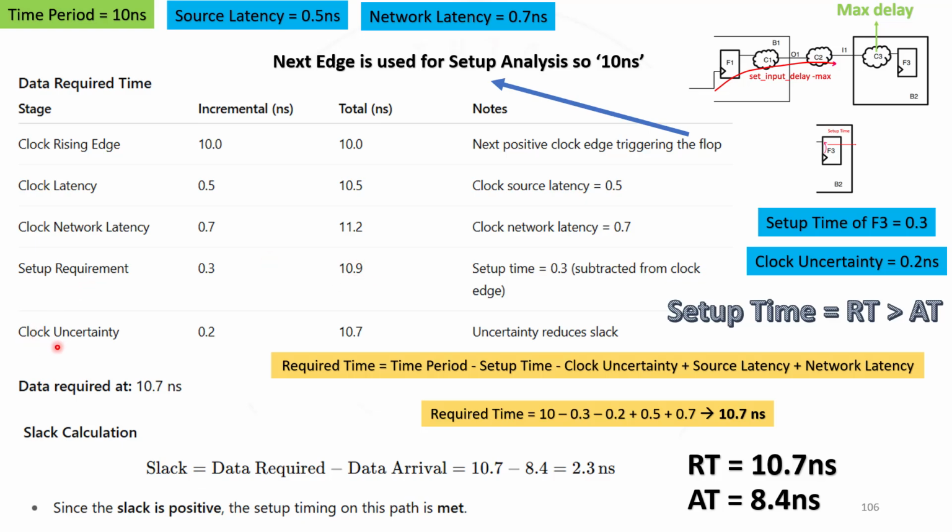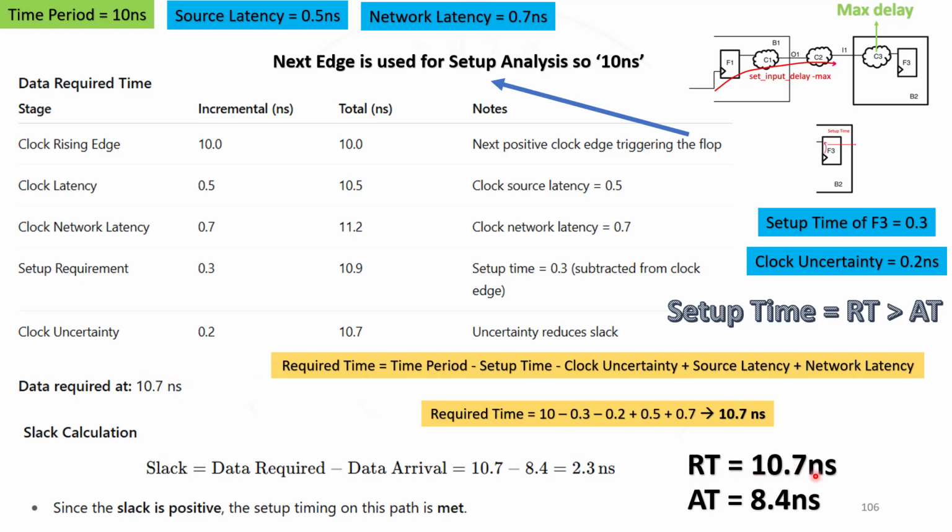Now there is some clock uncertainty. I have made a video on clock uncertainty, so please check that video. This clock uncertainty should be subtracted in case of setup analysis, whereas it should be added in hold analysis. As we are going for the setup analysis, this 0.2 will get subtracted. Remember this point. So 10.9 minus 0.2 will give 10.7. So this is the total required time. So data required time is 10.7.